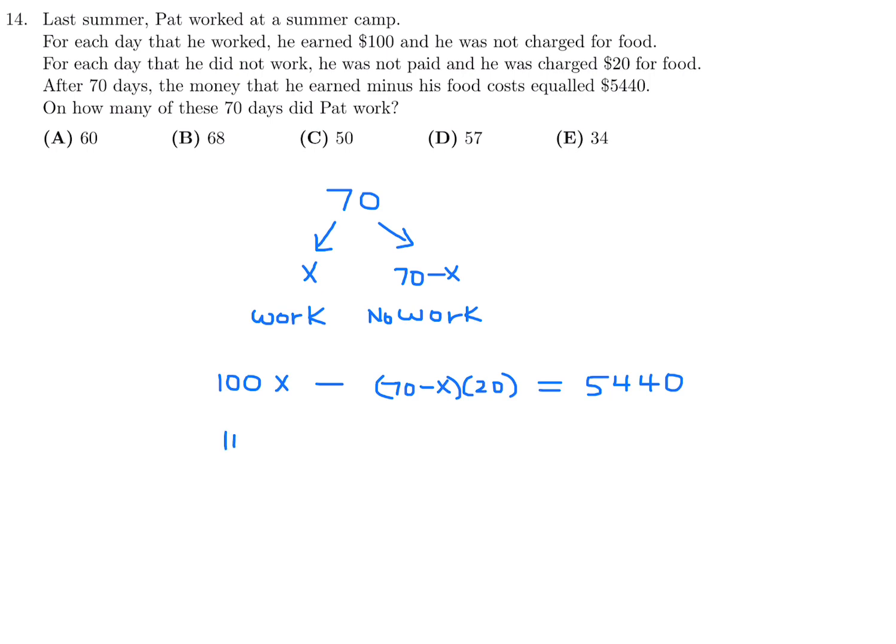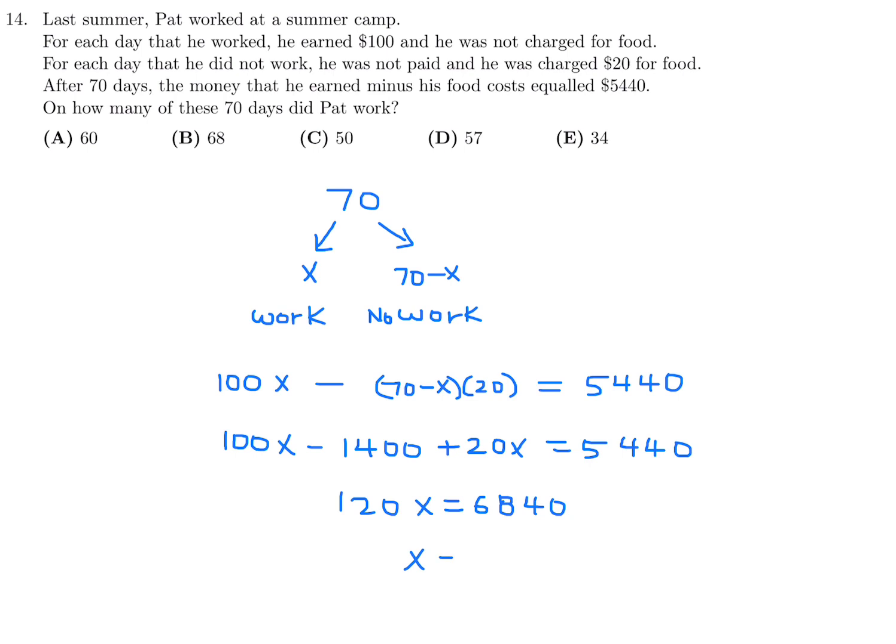All right, 100x minus 20 times 70, 1400, and then plus 20x is 5,440. And now we continue to solve. 120x is equal to 6840, and then dividing through by 120 we get x equal to 57. So that represents the number of days he worked, and therefore number 14, the answer is D.